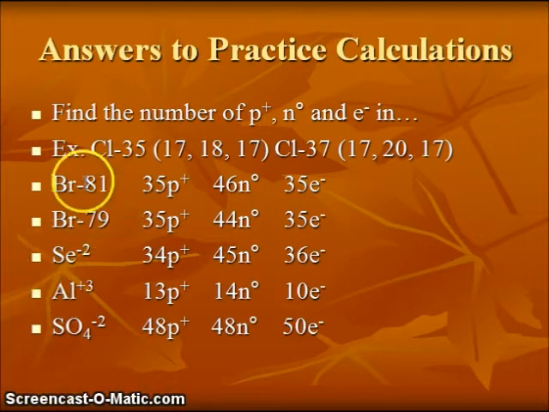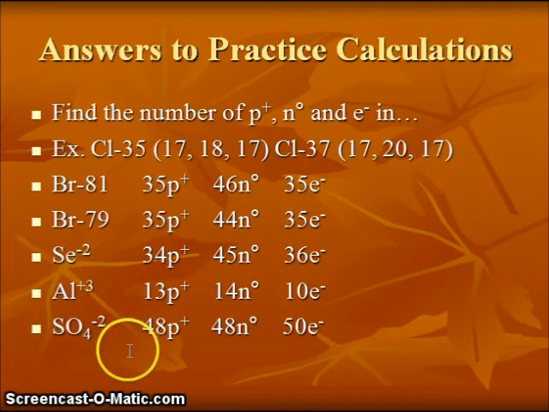Please note, for the two different isotopes of bromine, their information will be the same with the exception of the altered number of neutrons giving the different mass numbers. For the selenide ion, which comes from a selenium atom, please note the addition of 2 electrons, 36 as opposed to 34, to give that charge of -2. Whereas with the aluminum ion, now we've had the loss of 3 electrons to give that +3 charge.